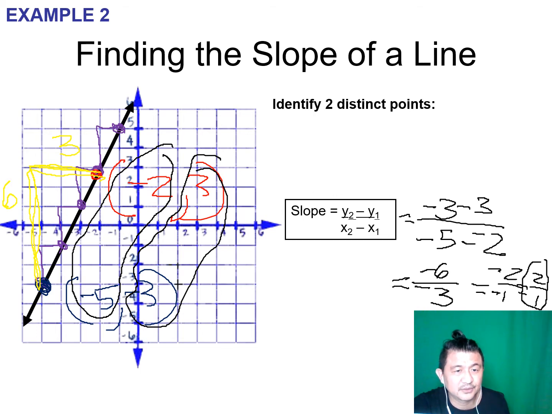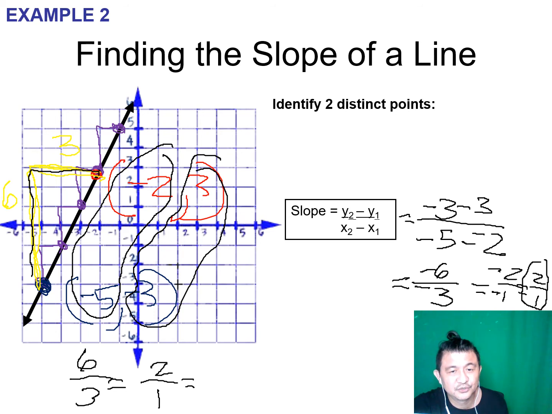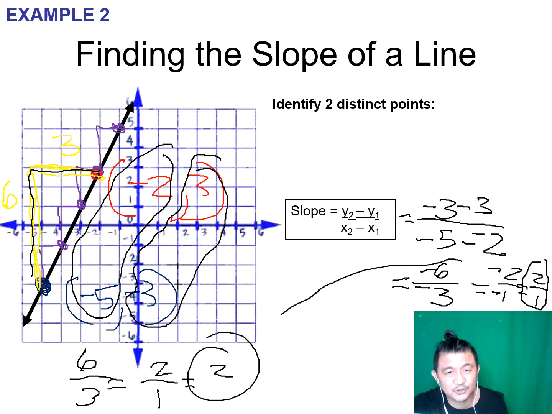Are we right? Look at this. 6 going up, 3 going to the right. So 6 over 3 is definitely 2 over 1 or 2. All right. Did we get the same slope? Yes. Either by looking at it, by inspection, or by using the formula, you will get the same slope.